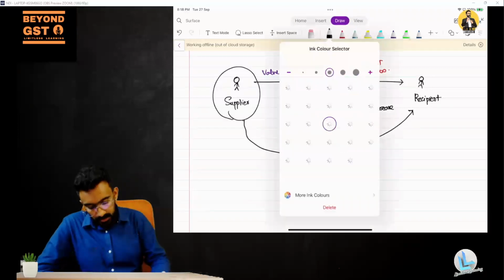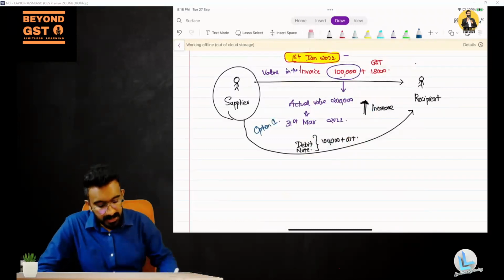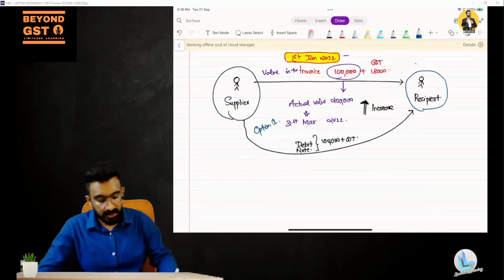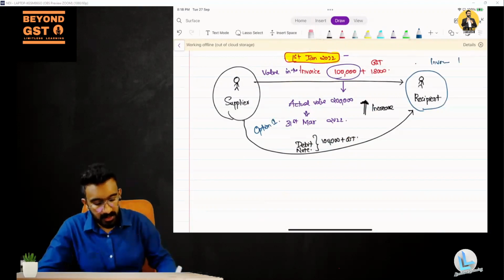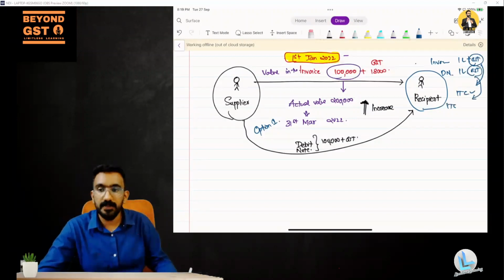Now, the actual value, this is option 1. So which means now the recipient has how many documents with them? There is an invoice for 1 lakh and there is a debit note for 1 lakh. On both, they have paid GST. The GST paid on this invoice, can this recipient take ITC? Yes. The GST paid on this debit note, can this recipient take ITC? Yes.